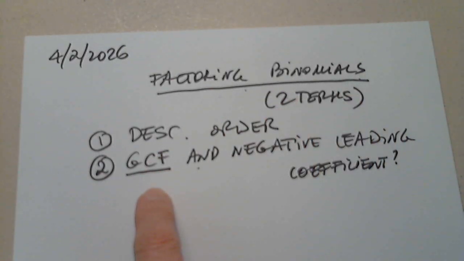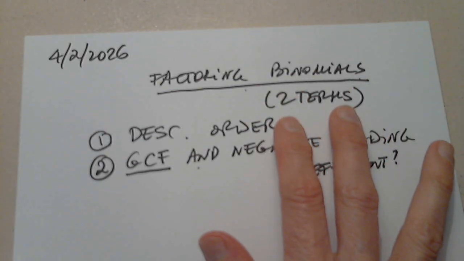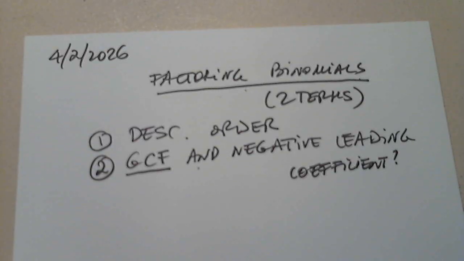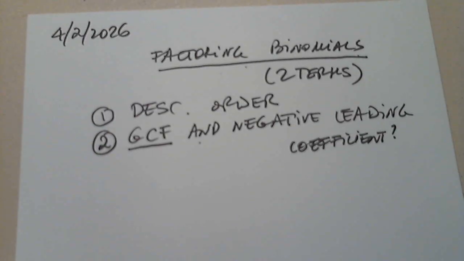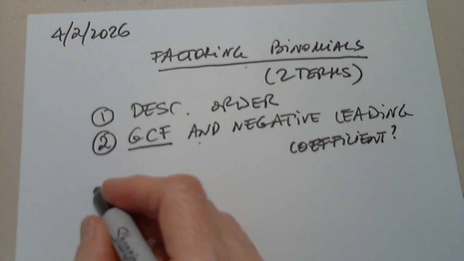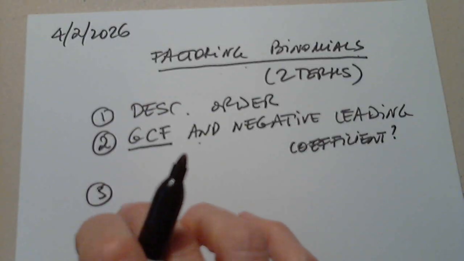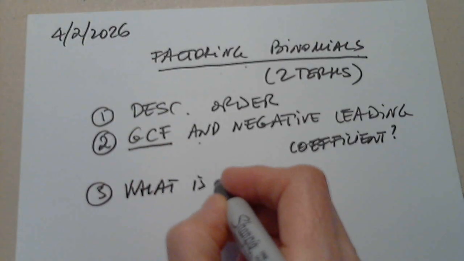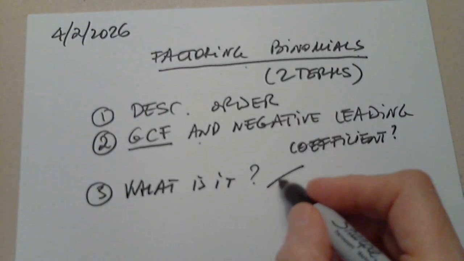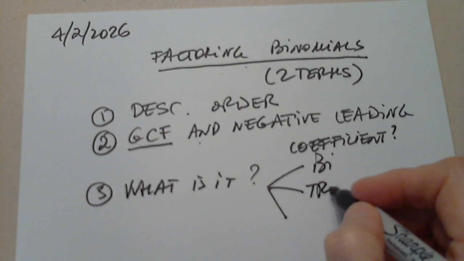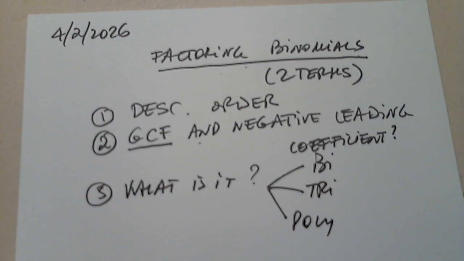So this is a must from all terms. So the greatest common factor to both terms and the negative leading coefficient. If both exist, they have to be out in front of the polynomial, in front of the binomial. So: descending order, greatest common factor, negative leading coefficient. Of course, at this point in time, I ask myself, what is it? Because this question has three possibilities: binomial, trinomial, or polynomial.